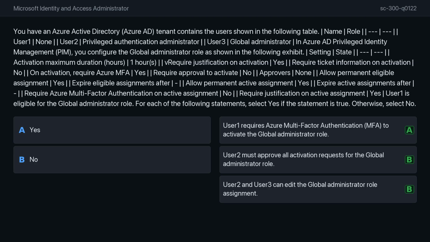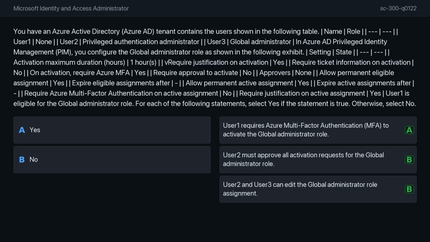For the second statement, I believe the answer is no. The configuration explicitly shows that the setting for requiring approval to activate is set to no. Consequently, no user, including User 2, is required to approve activation requests for this role.